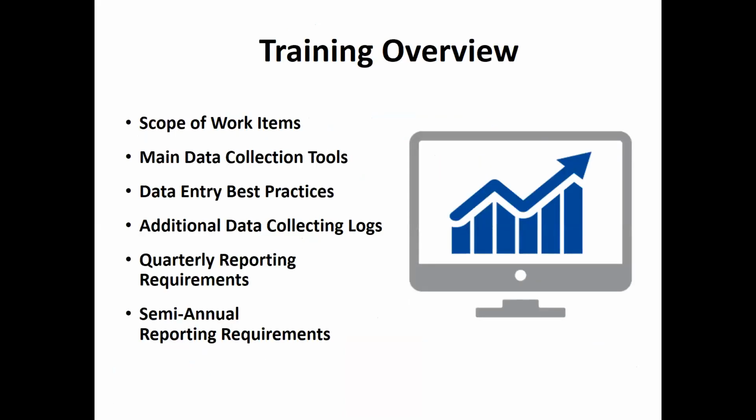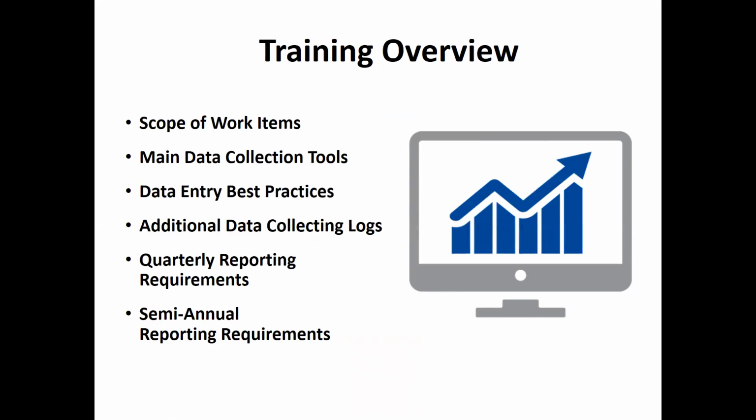Okay, so our training overview for the morning. First, we're going to go over your scope of work items. We'll look at that chart in a minute, but you probably remember putting this chart together when you were developing your budgets for the contract. We're going to take a look at that, and that's really going to help gauge what sort of information you'll be collecting for your program reporting.